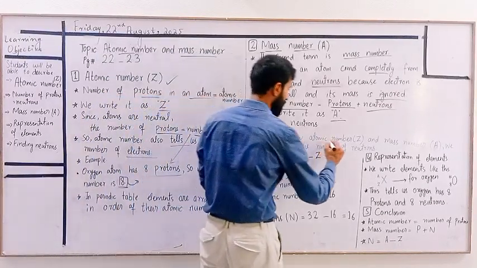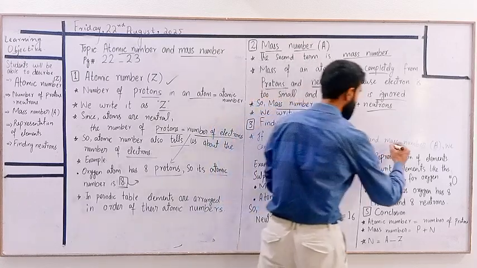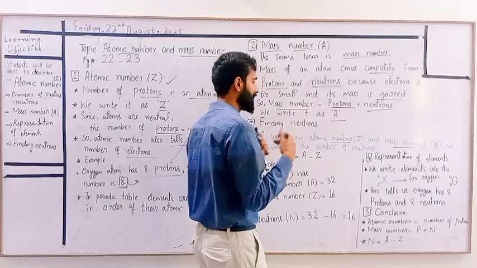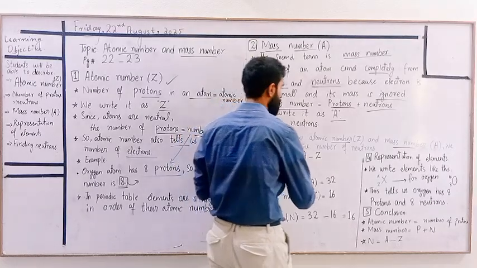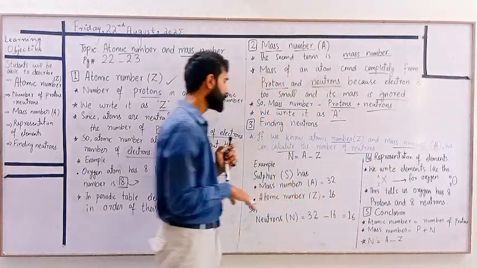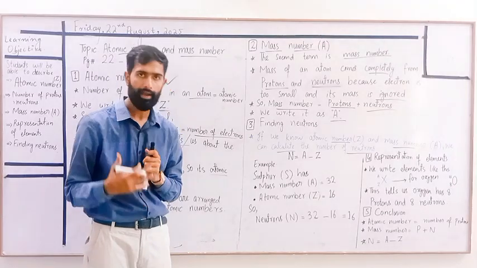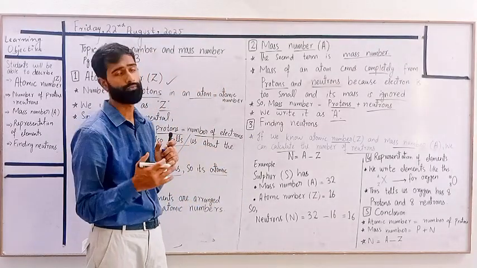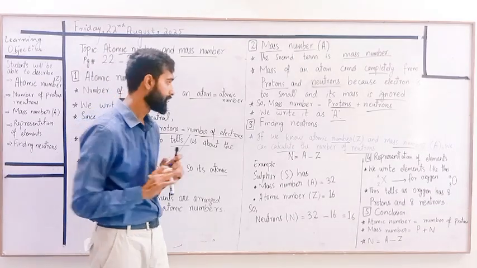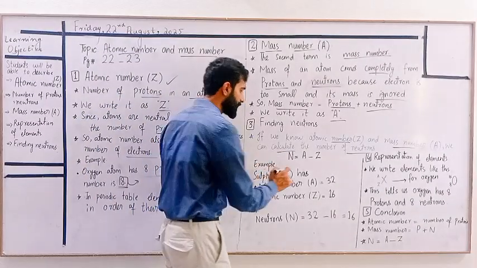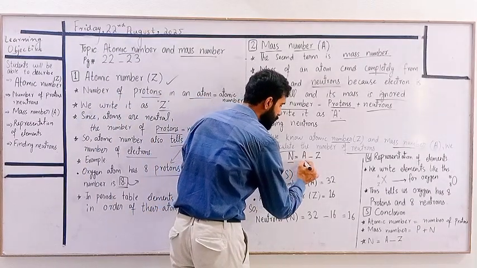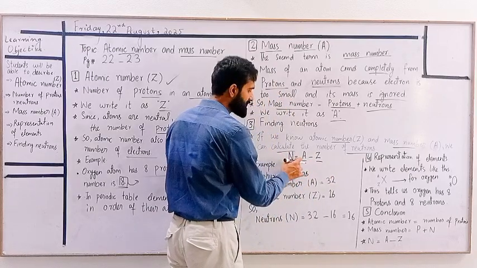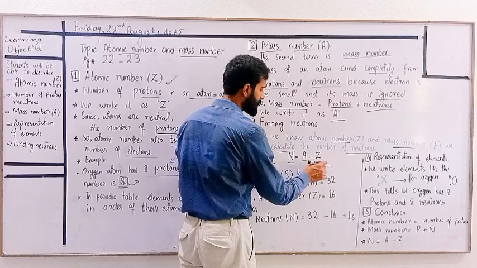If we know the atomic number and mass number of an atom, we can also calculate the number of neutrons in an atom. So we have the formula for it. N is equal to A minus Z.